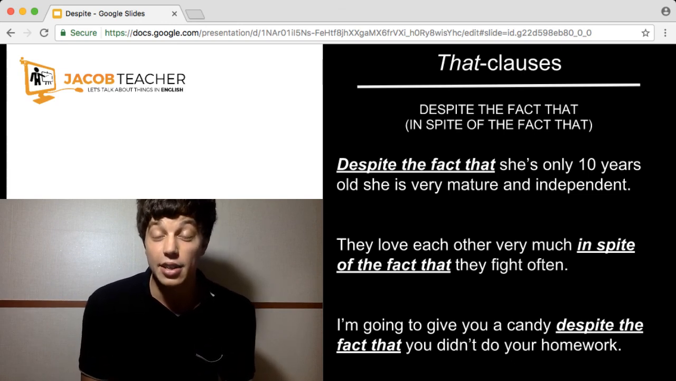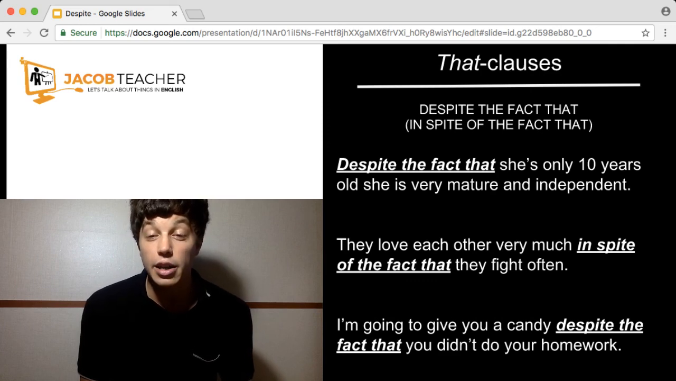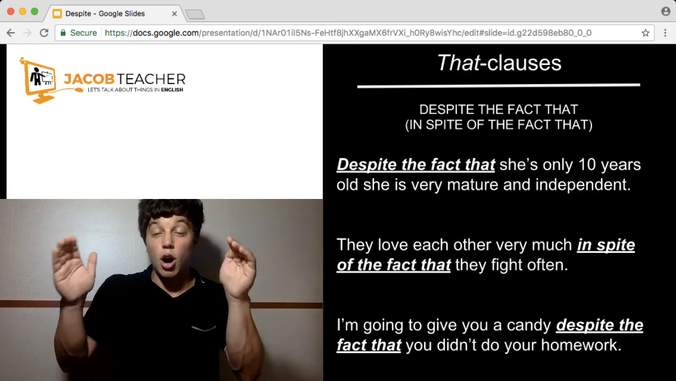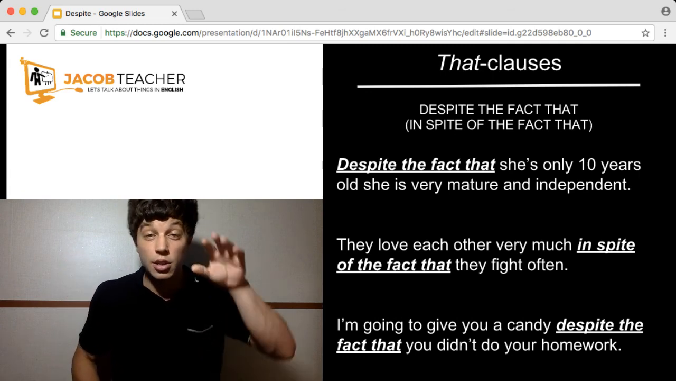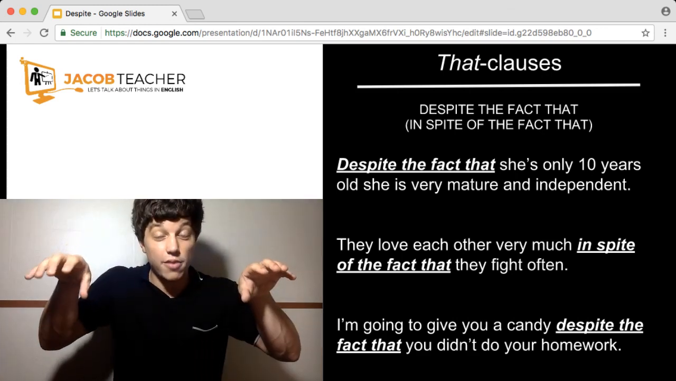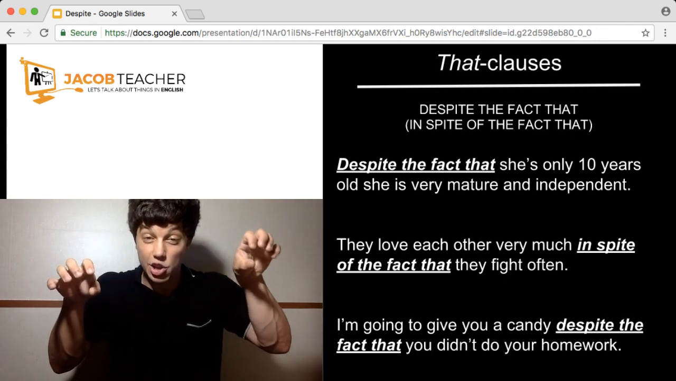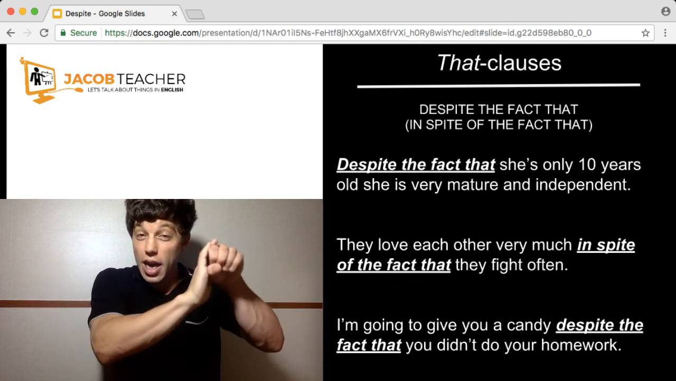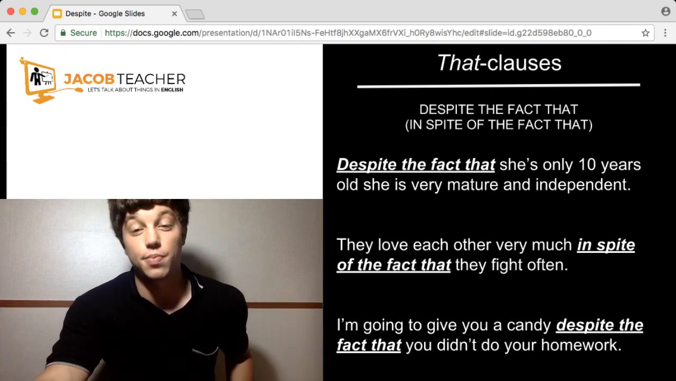Despite the fact that she's only 10 years old, she is very mature and independent. So despite the fact that, again, we have a longer, more complex sentence here. She's only 10 years old, she is very mature and independent. She's 10 years old, but that doesn't matter. She's already very mature and independent. So we're contrasting those two things. The fact that she's 10 years old and that she's very mature and independent. Her age is not having an effect on her maturity and level of independence.